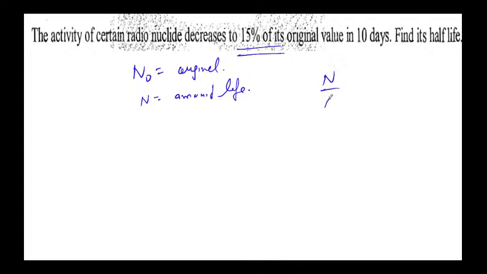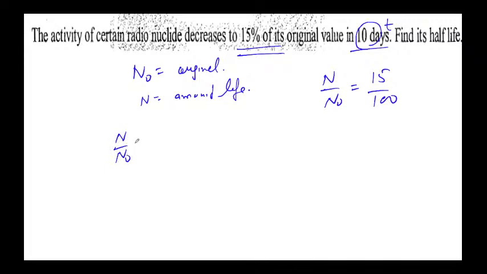So the question is, the activity of a certain radionuclide decreases to 15% of its original value in 10 days. Find its half-life. So if N naught is its original value and N is the amount left, that is 15%. What does it mean? N over N naught is equal to 15% or 15 over 100. t is given, and from this we can find the value of lambda.